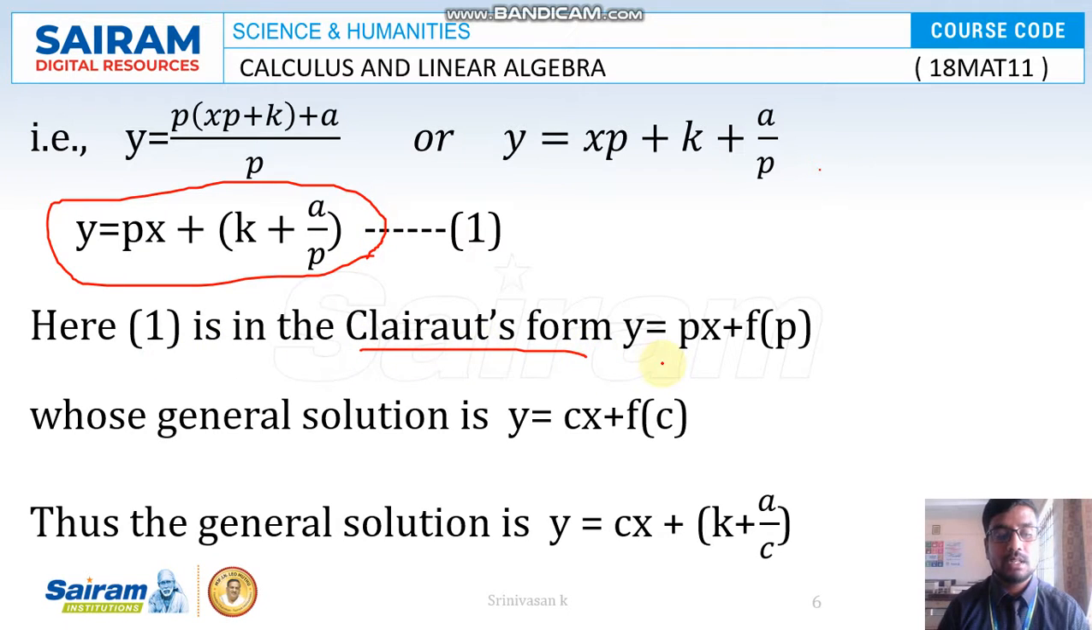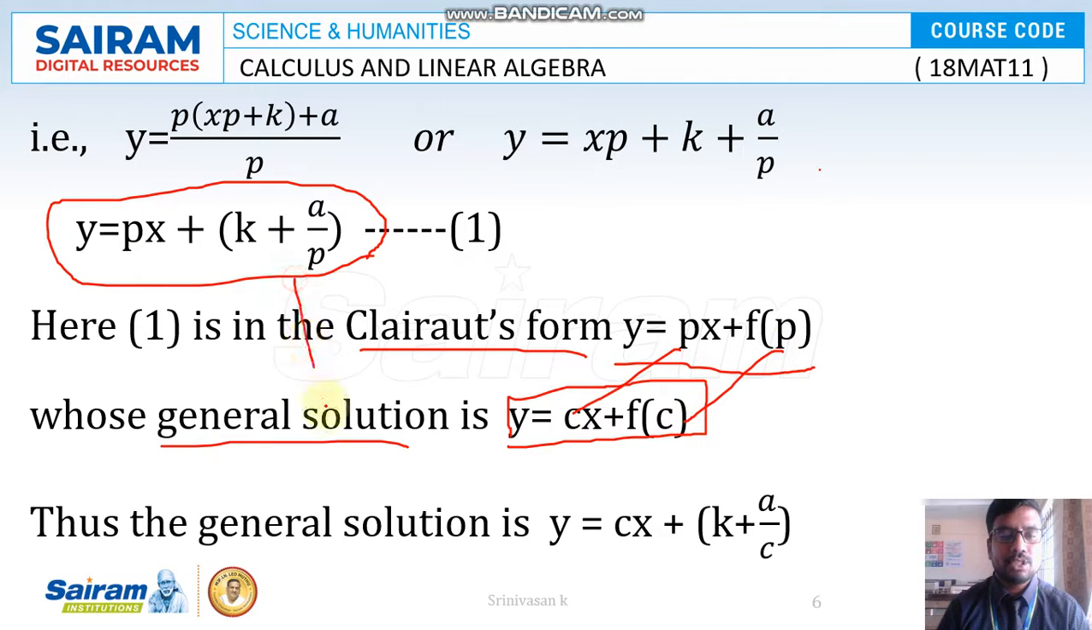That Clairaut's form is nothing but y = px + f(p). If the equation is in Clairaut's form, what is the general solution? The general solution is y = cx + f(c), which means we just replace p with c. From equation 1, replacing p with c, we get the general solution y = cx + k + a/c. Take this as equation 2. This is the general solution.